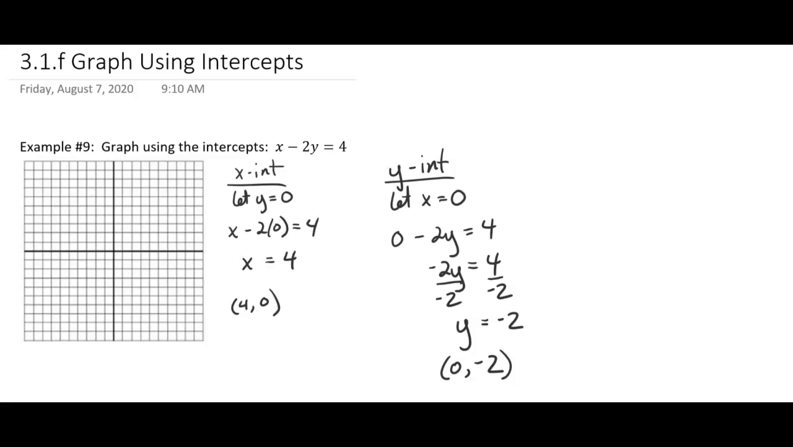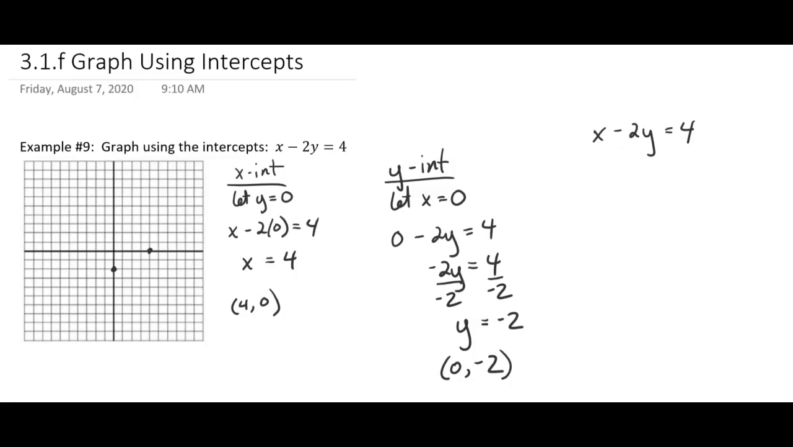4, 0, so go over 4 to the right: 1, 2, 3, 4. And 0, negative 2, right there. But we only have 2 points, and we'd really like a third point, just to check. So we're going to take our equation, x minus 2y equals 4, and we're just going to pick a number. You can pick it for either x or for y.